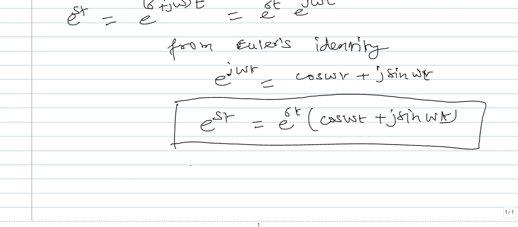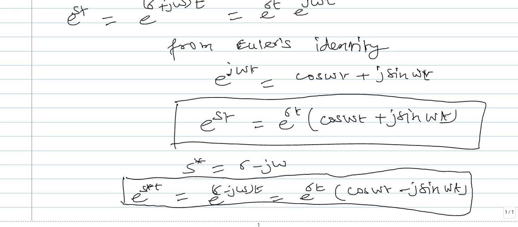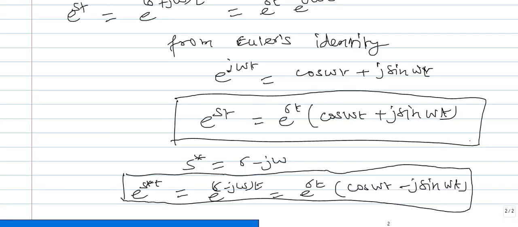Now, since s is complex, its conjugate will be sigma minus j omega. Therefore, e to the power s conjugate t will be e to the power (sigma minus j omega) t, which is e to the power sigma t into cos omega t minus j sin omega t. Let us call this equation 1 and this equation 2.